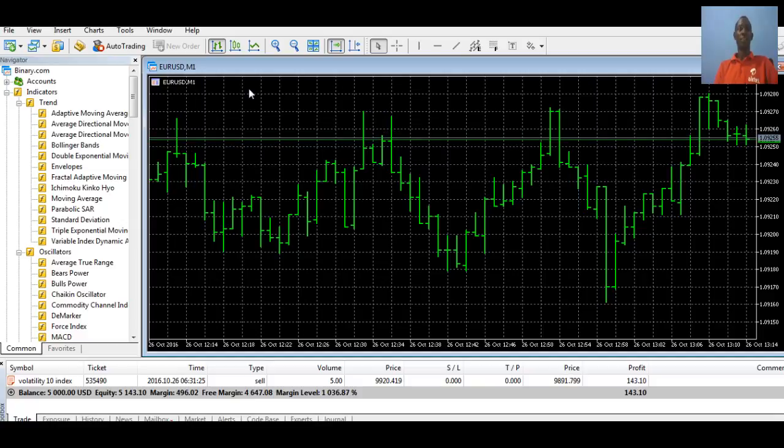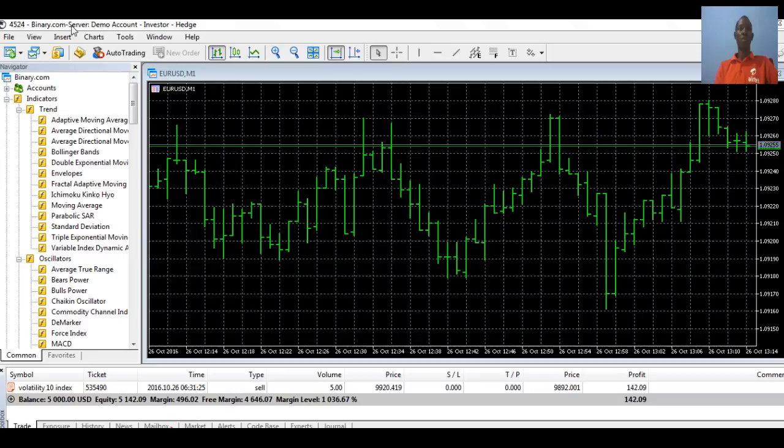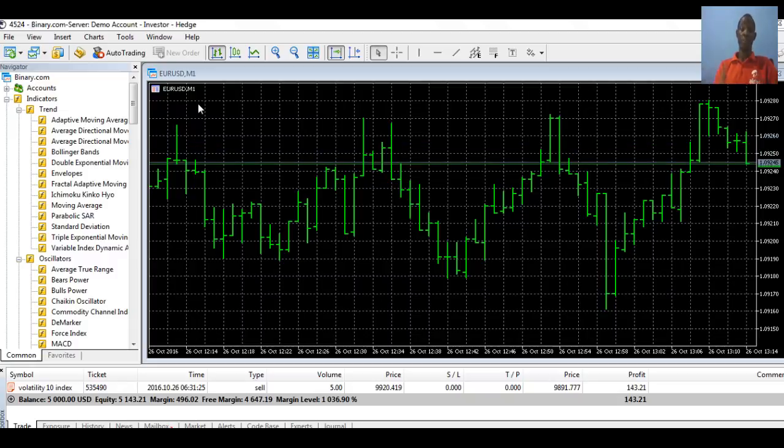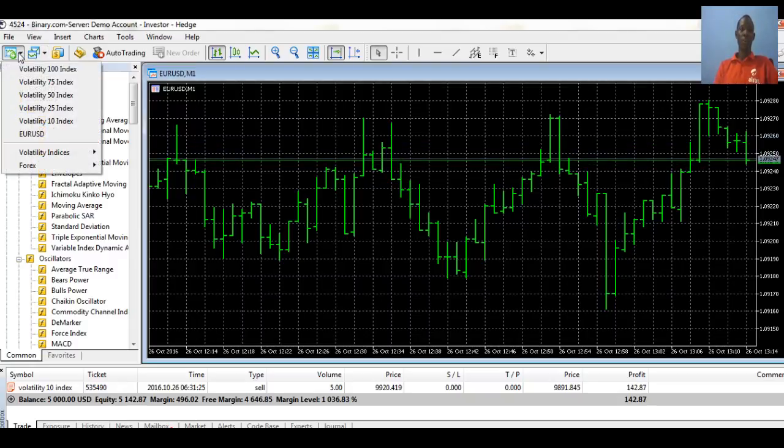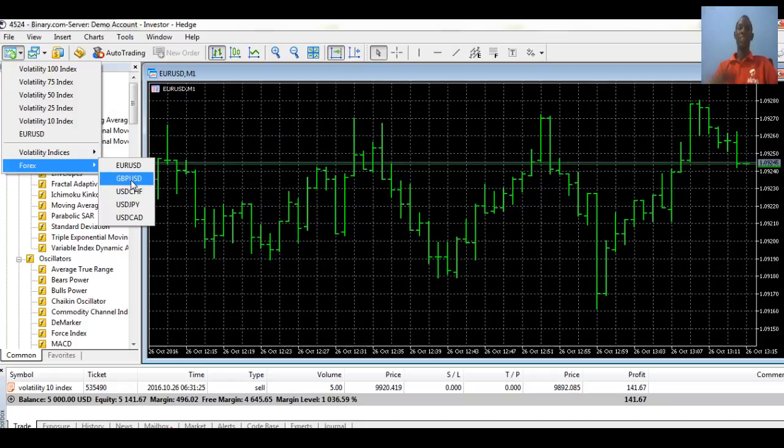Now you can see this is binary.com. You can see binary.com here, demo account, investor and all that. And this is Euro USD, so this is a forex pair, which is actually real there. I would like to confirm that to a number of you guys that are looking for that. You can see here we have Euro USD, GBP USD, USD CHF and all that. And they promise that they will keep adding each and every time.